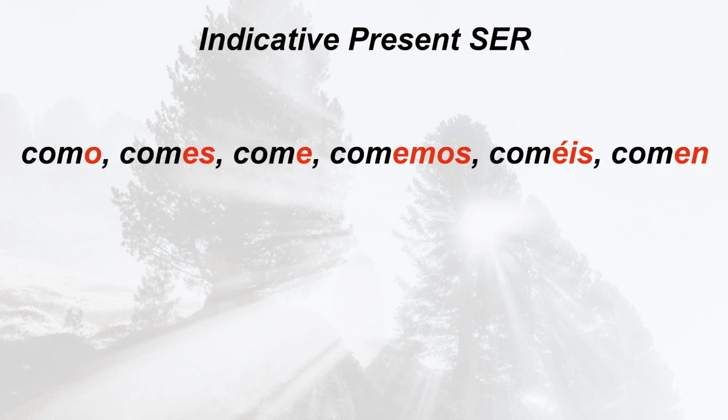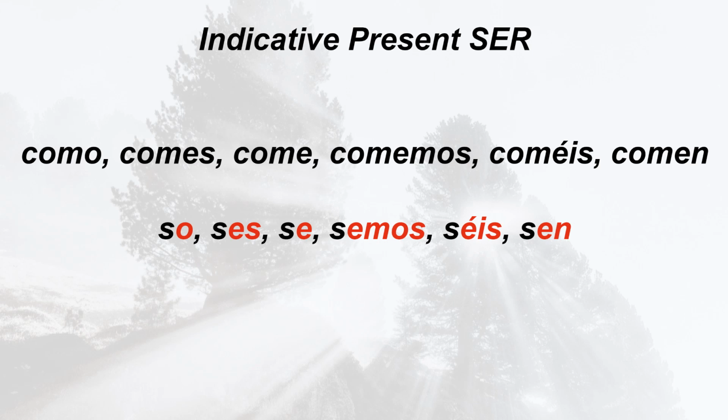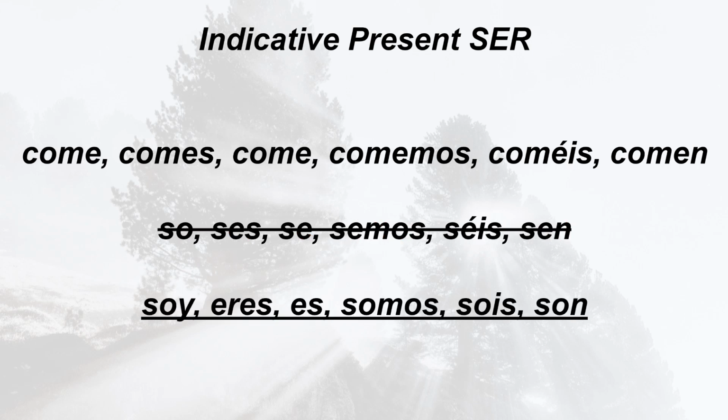So if we follow this pattern, the verb ser should be conjugated as so, ses, se, semos, seis, sen. But this is not the case. It is conjugated as soy, eres, es, somos, sois, son.